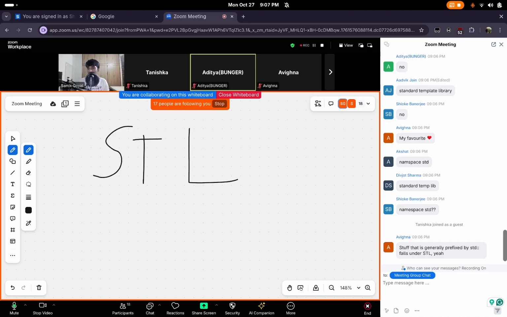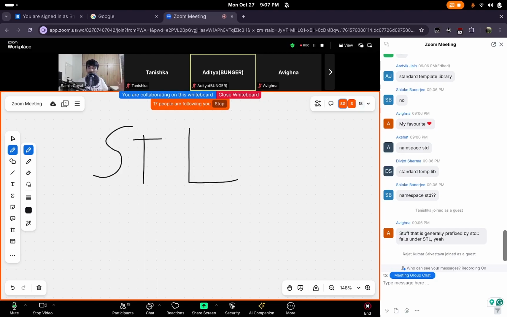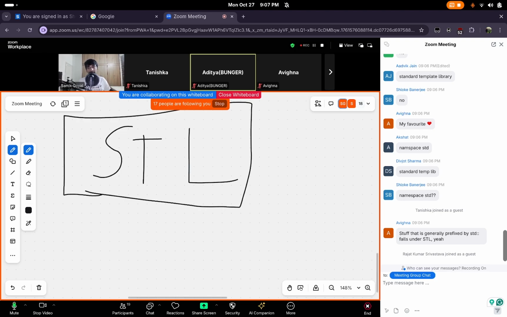I've never seen this happen in ZCO or INOI. I have seen it happen in IOI. What they'll do is they'll give you another file with a bunch of functions defined, and they'll tell you that you can use this stuff inside your code. We are giving you some extra functions, but that is incredibly rare. So you don't need to worry too much about it. 99% of the time you're going to be using the standard template library, the STL.